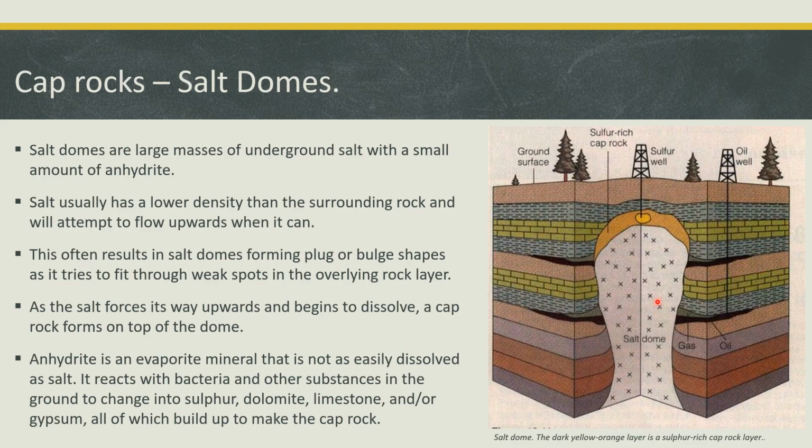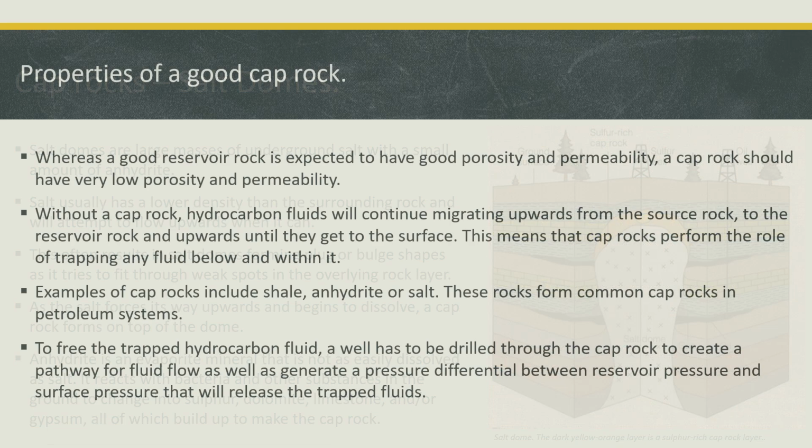As it moves upward, a cap rock occurs at the top of the salt dome, and sometimes we have anhydrite in this as well. It's an evaporite mineral. It reacts with bacteria and other substances, its chemistry changes, and sometimes we have sulfur, dolomite, limestone or gypsum. All these substances contribute to making a cap rock on salt domes.